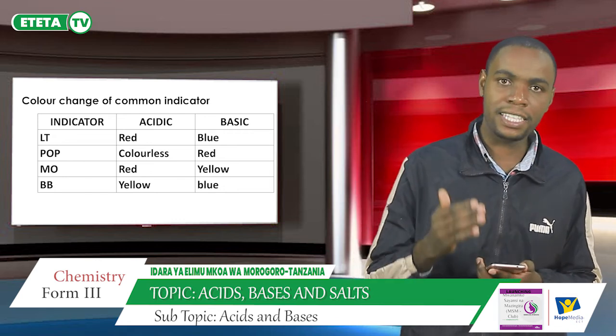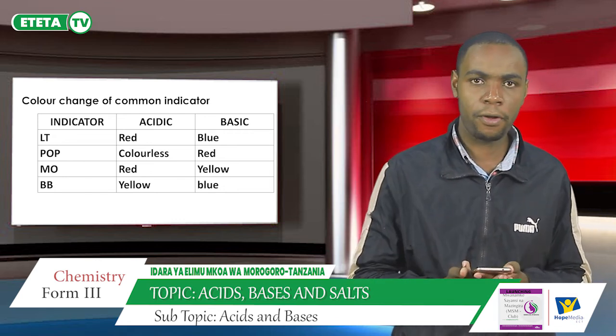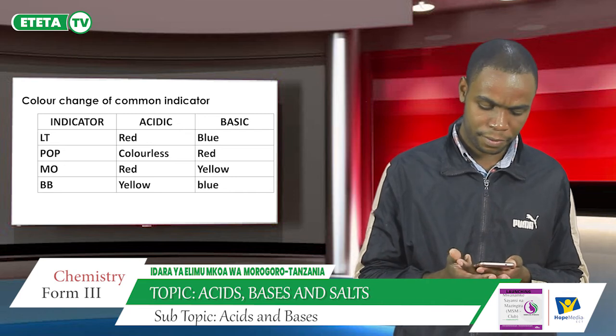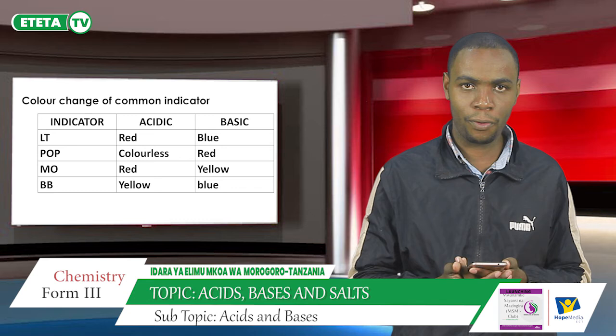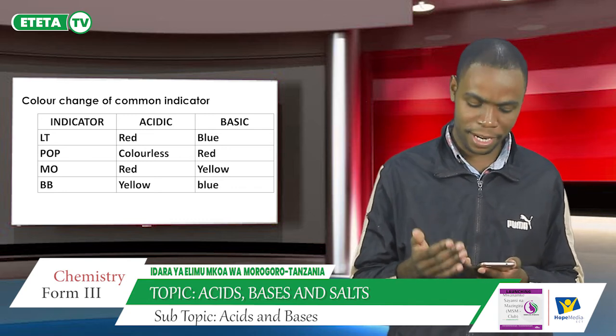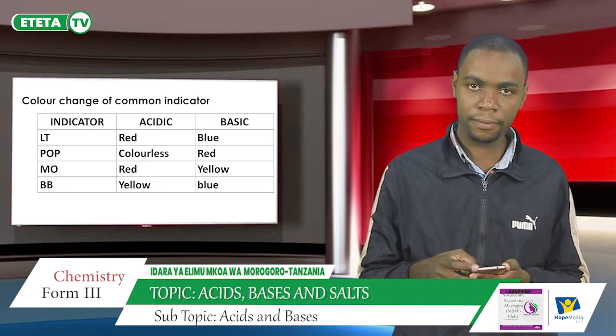Another indicator is bromothymol blue. This one is yellow in acid and blue in base. So when it is in acid, it is yellow, and when it is in base, it is blue.